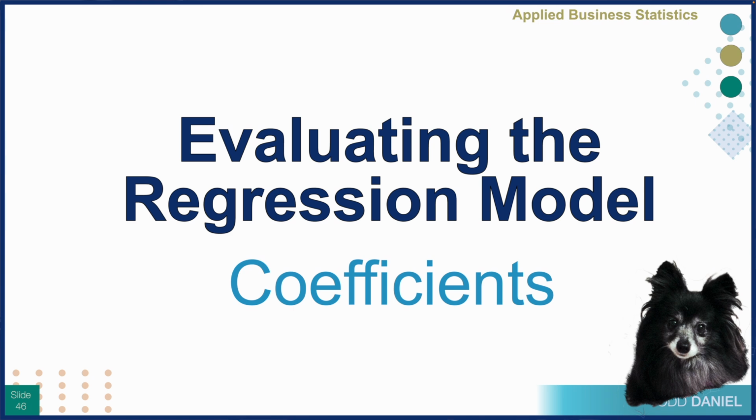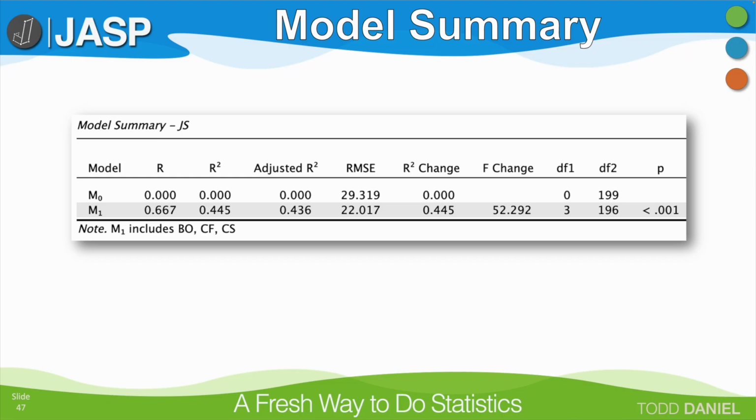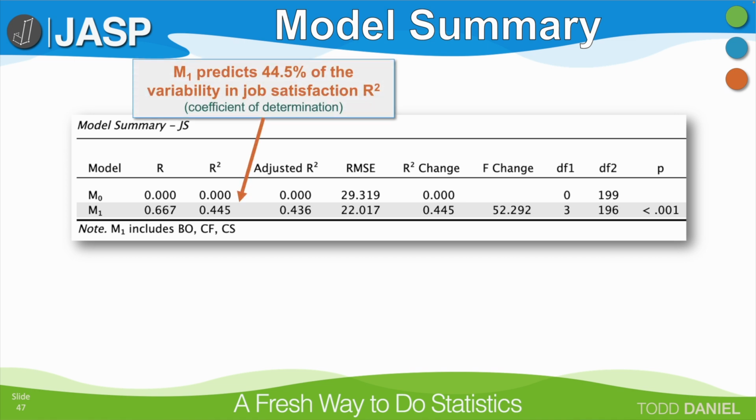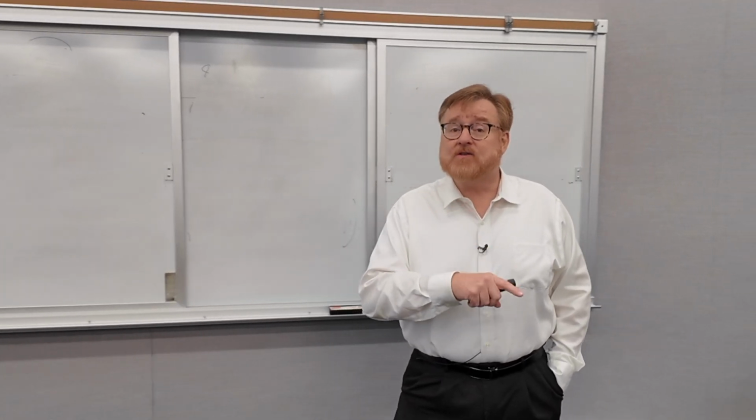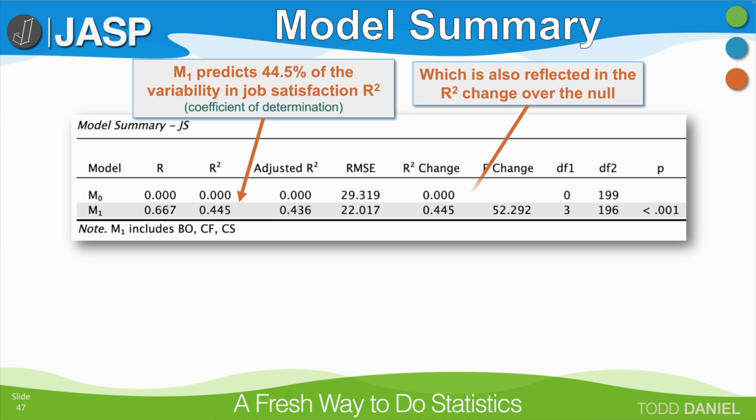With that, we can now interpret the model itself. Let's look at the coefficients. So first of all, we are not going to interpret model 0. We're only going to look at model 1. And what we can see is that the R-squared value, the amount of variability predicted, is 0.445. That's our coefficient of determination. We'll turn that into a percentage. 44.5% of the variability in job satisfaction has been explained by our model. That's pretty good.